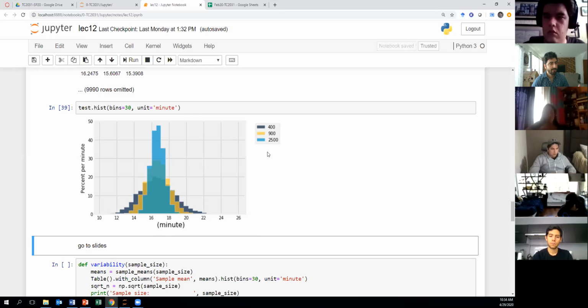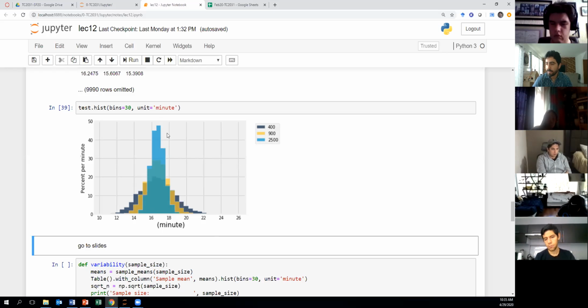Can you see any relationship between the number of samples that you take and the shape of your distribution? The more samples, the less variability. Pardon? I didn't get it, David. The more samples we do, the less variability we have in the results. Yeah, exactly. You see the 400 has a higher variability, the 900 has lower, 2,500 has even lower, or basically you can call it lower standard deviation.